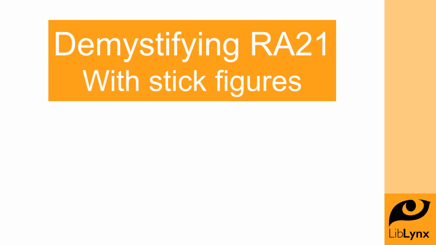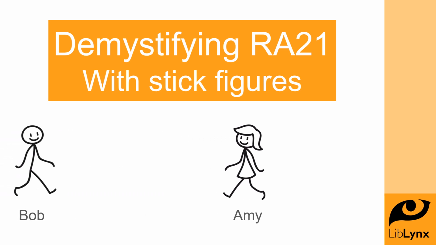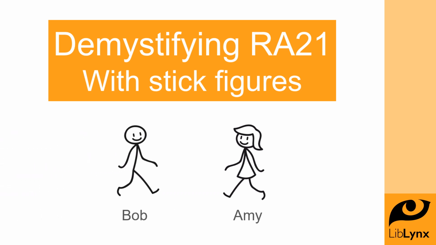One more note before we start. RA21 builds on an existing user authentication process called Federated Single Sign-On. If you're unfamiliar with that term, you may recognize the name Shibboleth instead. Shibboleth is an open source software commonly used to implement Federated Single Sign-On. Because it's easy to confuse RA21 with Federated Single Sign-On, I'll make the distinction between them clear.